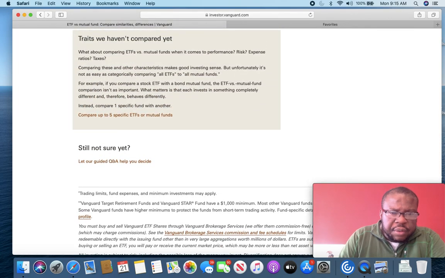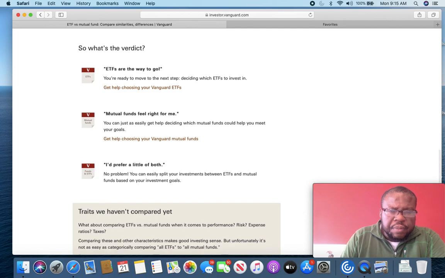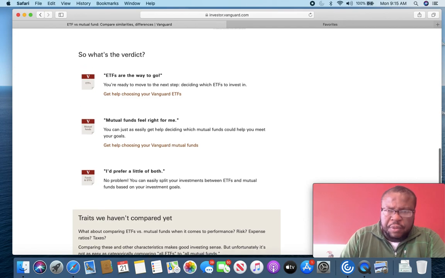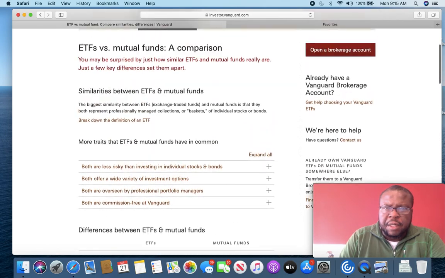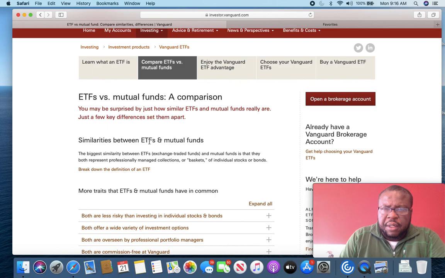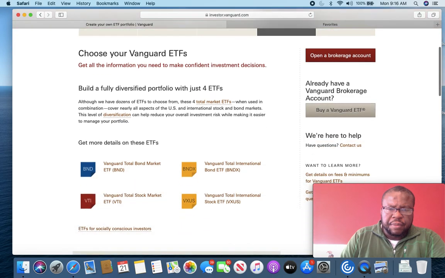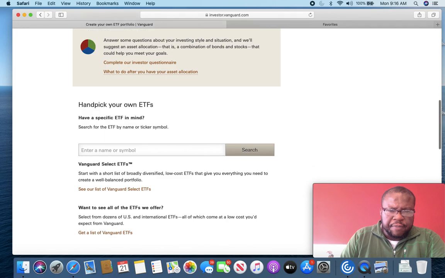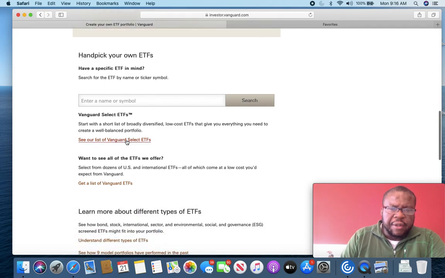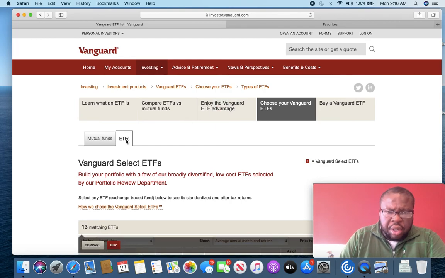Okay, let's see. Let's go up and see if we can look at the different ETFs. We said before that ETFs are basically a basket of stocks, and there are tons of them, right?